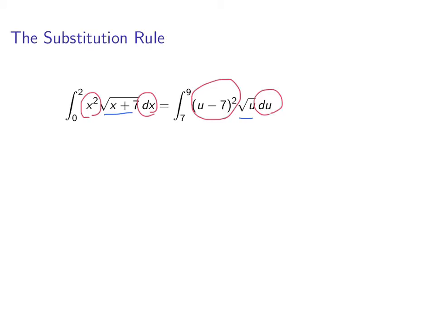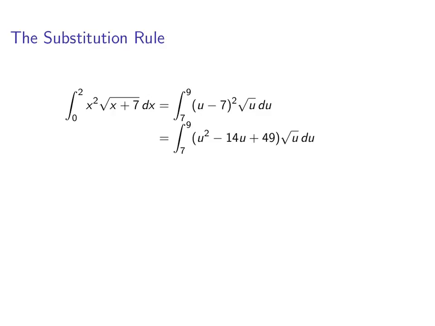Okay, now we have a new integral. We don't need to mess around with the integral in x anymore. We're just going to deal with the u. Okay, so I'm multiplying everything out here. So the u minus 7 squared turns into u squared minus 14u plus 49. And if we rewrite the square root of u as u to the 1/2 and distribute, then we get this integral.